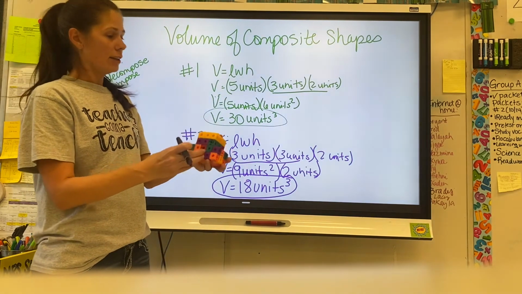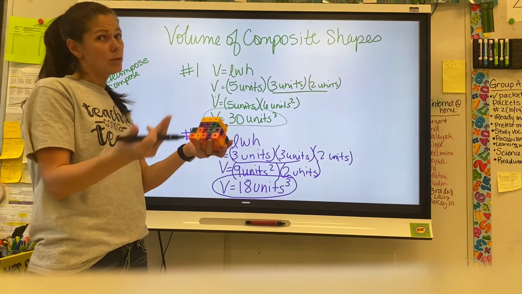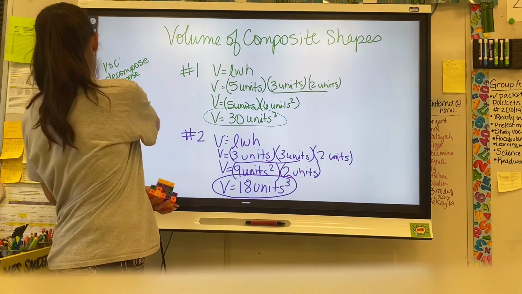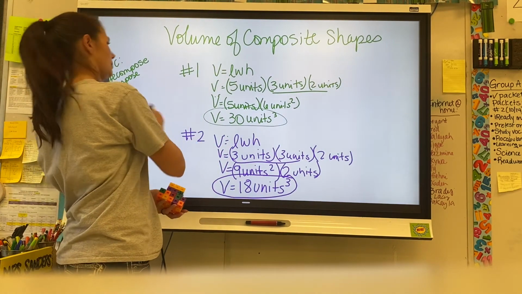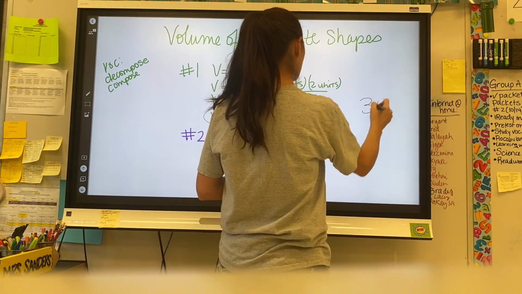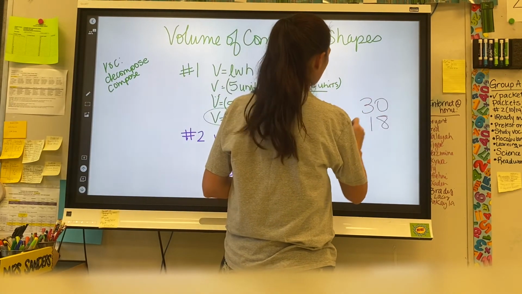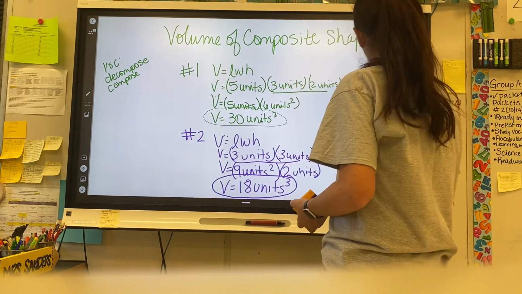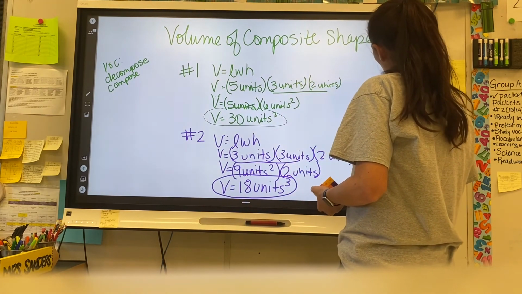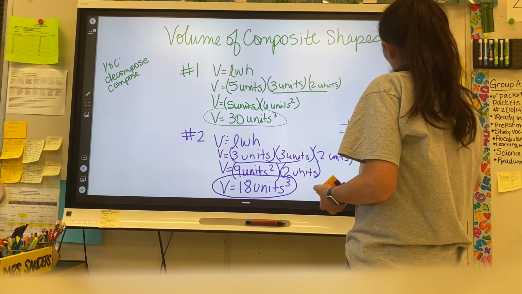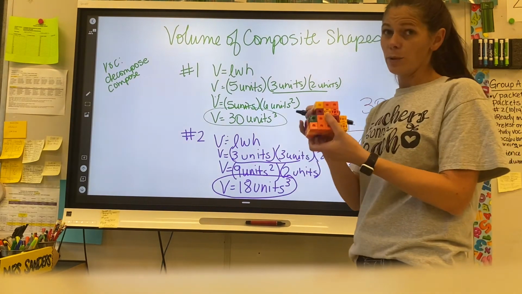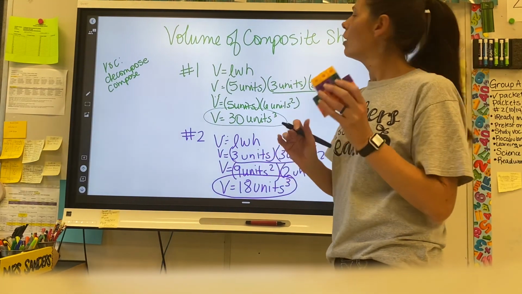If this is 30 and this is 18, what do you get all together? I should have 30 plus 18. I should have 48 units cubed as my answer. If you counted all of these blocks, you would get 48.